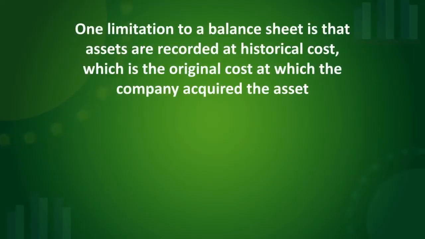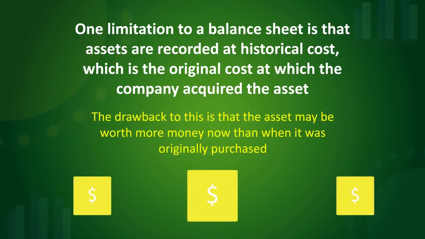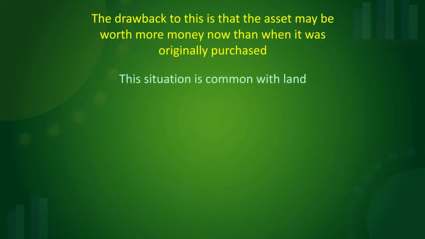One limitation to a balance sheet is the fact that assets are recorded at historical cost, which is the original cost the company acquired the asset at. The drawback to this is that the asset may be worth more money now than when it was originally purchased. This is common with land.